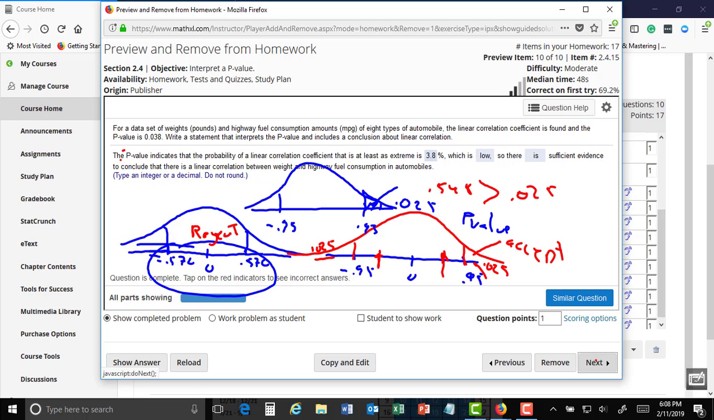So what do we have? A p-value of 0.038. And I'm asking what's bigger, 0.038 or 0.025? Let's see, does it say how many? So this is bigger, isn't it? So I wonder if they're putting 0.025 in here. Let's see.